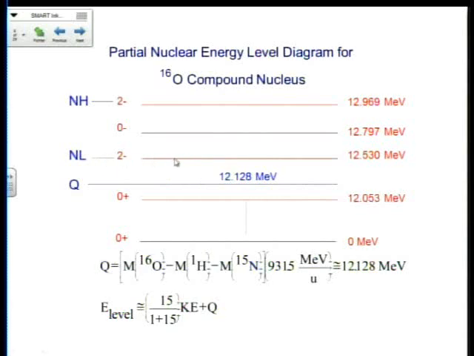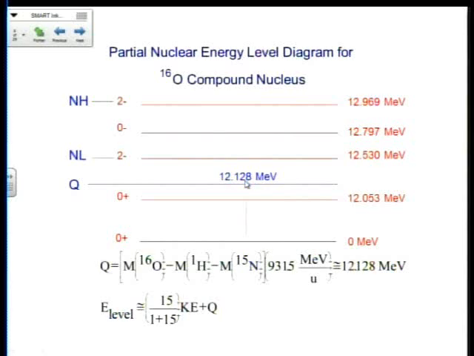So you can figure out 2.53 MeV of energy, and this is what the Q gave you, 12.128. The difference is how much energy you need to give it to raise that compound nucleus to a correct state, and then the reaction will occur. Now, there's a little more to it.